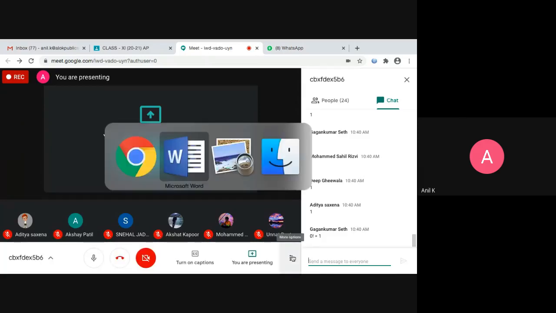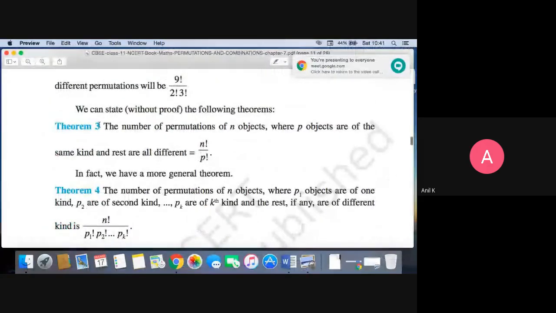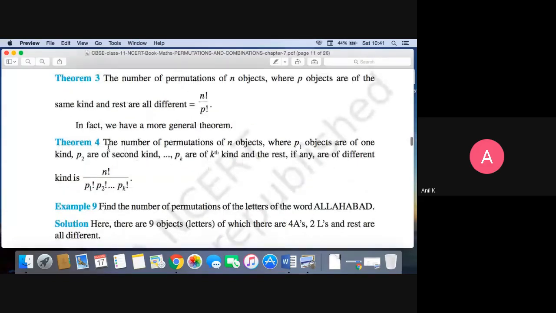Now, when I move to repetition is allowed. Here the definition given: the number of permutations of n objects where p objects are of the same kind and the rest are all different is n factorial upon p factorial. The next theorem: the number of permutations of n objects where p1 objects are of one kind, p2 objects are of a second kind, pk objects are of the kth kind, and the rest are all different, is n factorial upon p1 factorial, p2 factorial, up to pk factorial.